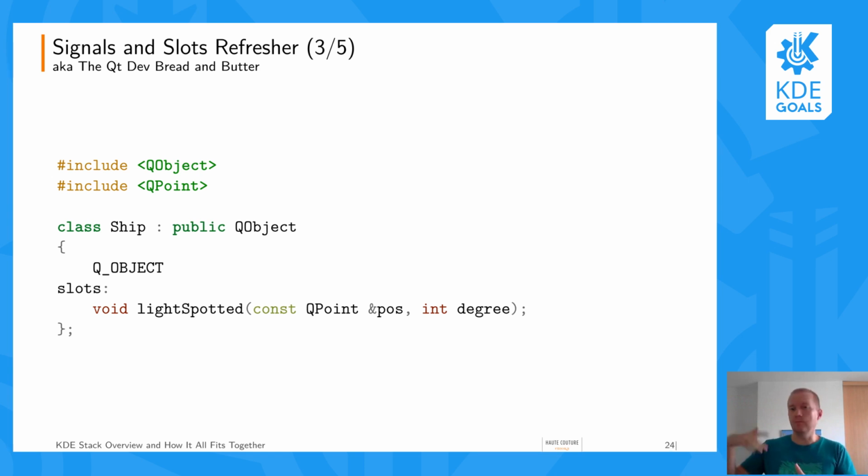Somewhere else in my system, I would have something else inheriting from QObject, which would be a Ship. And then this one also has the QObject macro. And I made a mistake there. It should be public, protected or private. It can have a public slot, say. That's a public slot. We say lightSpotted, and lightSpotted at a position with a given angle.